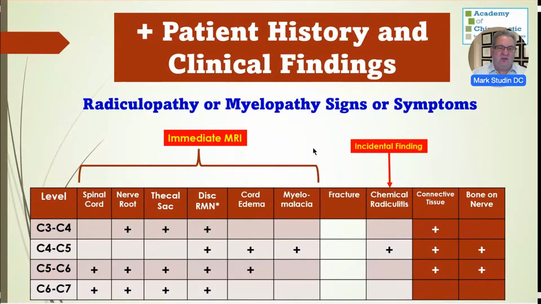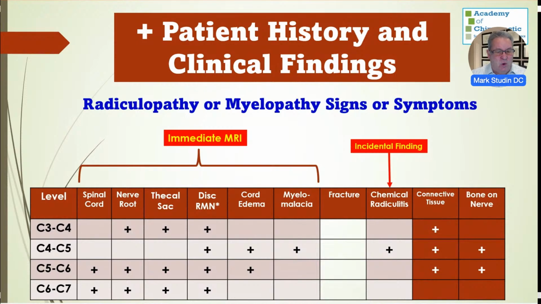So what you want to do is start with patient history, clinical findings. And if you see a radiculopathic or myelopathic sign or symptom, you order an immediate MRI. You have weakness in an extremity. You have motor loss in an extremity. You want an immediate MRI. If you're looking at a myelopathic problem, cord issues, whether it's compressed or not, an ensuing neurological deficit distal to the level of lesion, you have to worry about myelomalacia, which is right here.